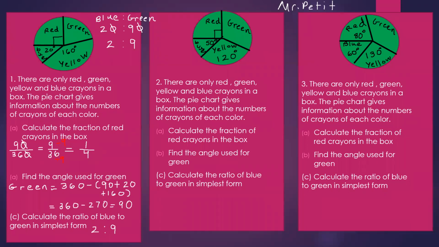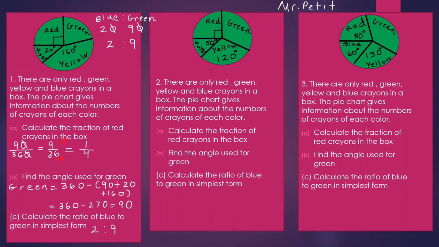And all the angles inside a circle add up to 360. So you would put 90 on the top and 360 on the bottom. So when you cancel out the zeros, you then get 9 over 36. You divide both those numbers by 9, and then you get 1 over 4. Excellent. B says find the angle used for green.